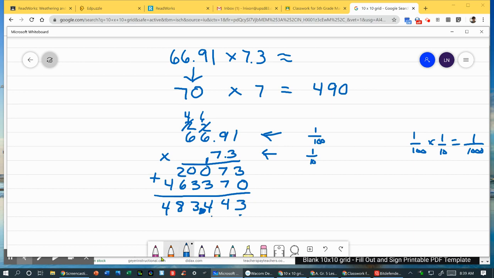Yep, that works. Here's my check. It should be in the ballpark of my estimate, 490. Yep, 483 and 443 thousandths is in that ballpark. Here's another check. There are 2 digits to the right of the decimal in the first factor, 1 digit to the right of the decimal in the second factor. So a total of 3 digits to the right of the decimal.